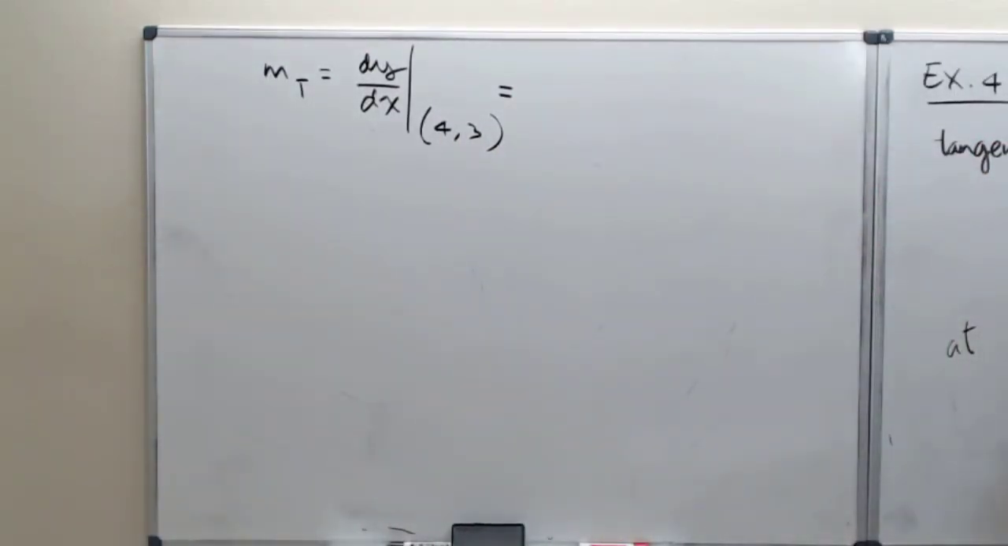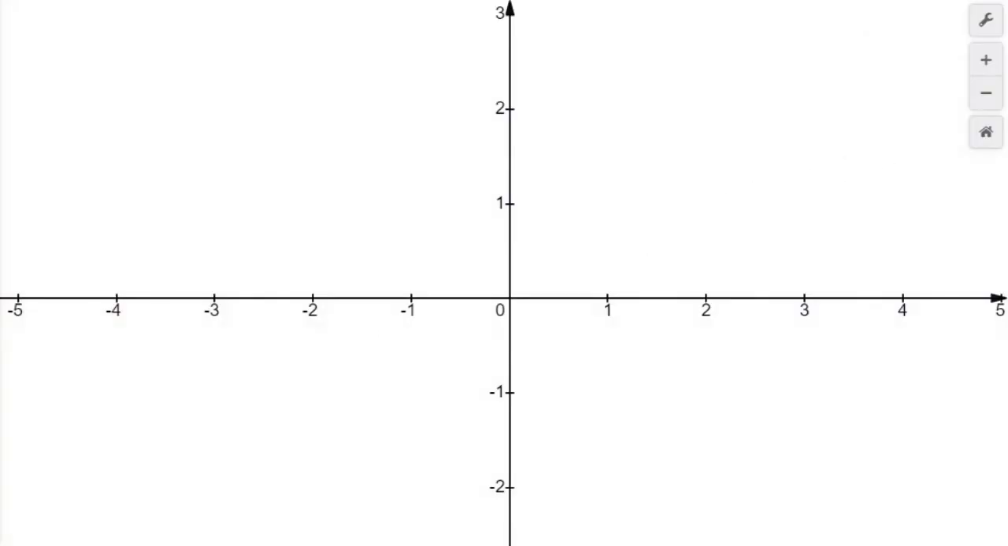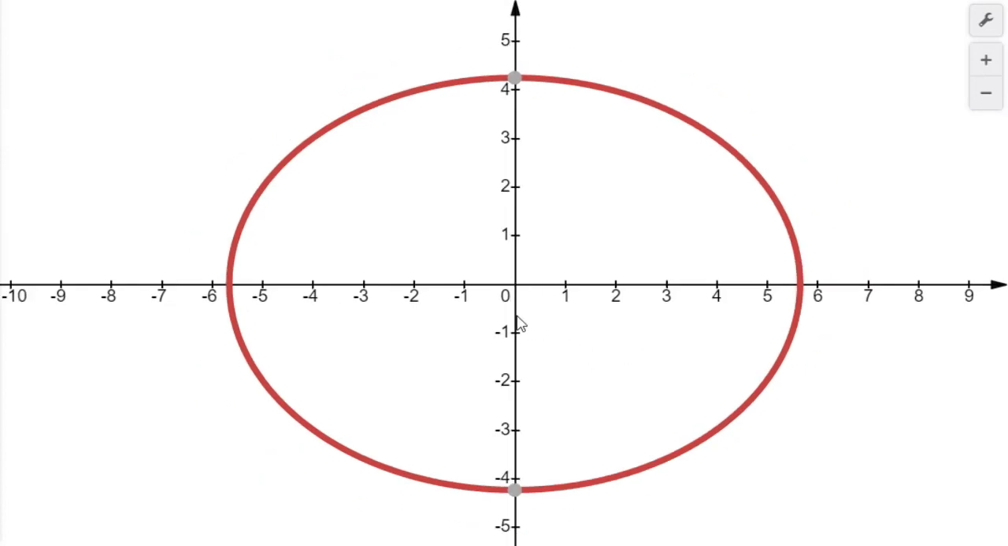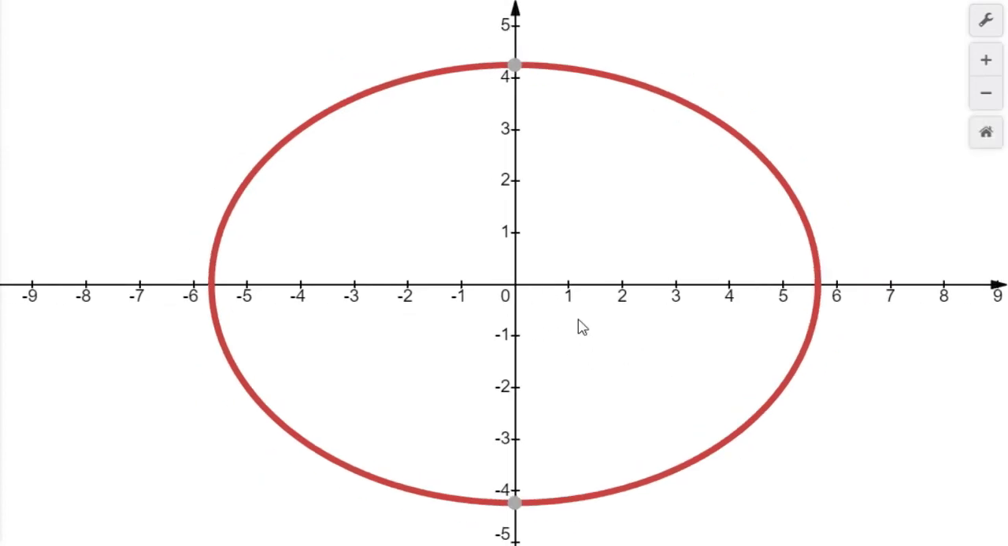So for our graph, x squared over 16 plus y squared over 9 equals 1. It's an ellipse. So the graph for that is an ellipse. And now with the value being 4, 3, let me quickly generate that point. 4, 3, it's that point right there.